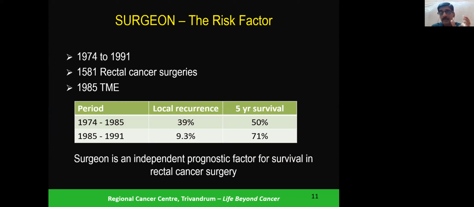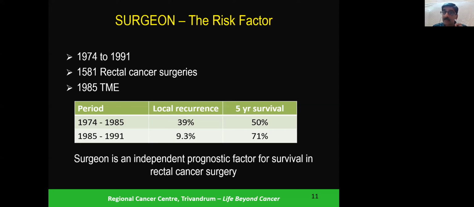What happened in between was that they standardized the surgical technique somewhere around 1985. So they looked at the local recurrence before and after standardization. From 1974 to 1985, they had a local recurrence of 39%. The survival was 50%. But once the TME was standardized in 1985, for patients who underwent operation from 1985 to 1991, the local recurrence came down from 39% to 9.5%. So just by standardizing the surgery, you could reduce the local recurrence from 39% to 9.3%, whereas survival went up from 50% to 71%. This indirectly or directly proves that the most important prognostic factor as far as rectal cancer surgery is concerned is a proper TME, and the surgeon is a prognostic factor.